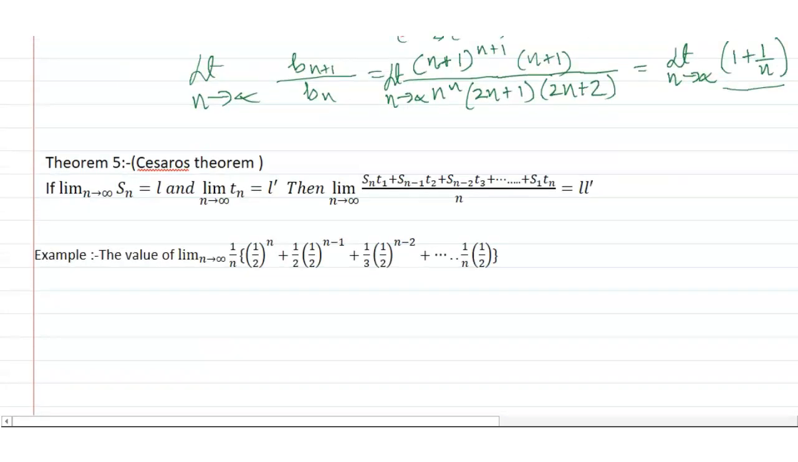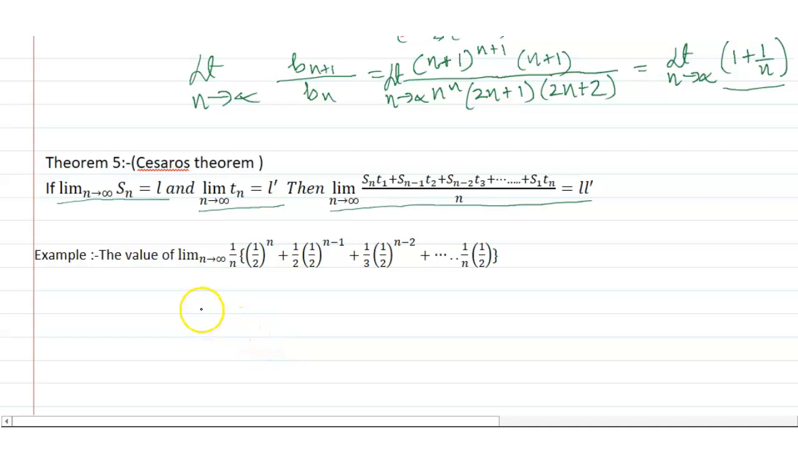Now friends, this is the last theorem I have to solve, that is Cesaro's theorem. You see that if limit n tends to infinity Sn equals L and limit n tends to infinity Tn equals L dash, then limit n tends to infinity Sn T1 plus Sn minus 1 T2 plus Sn minus 2 T3 plus ... plus S1 Tn, divided by n, is equal to L L dash. So friends, this is the formula.